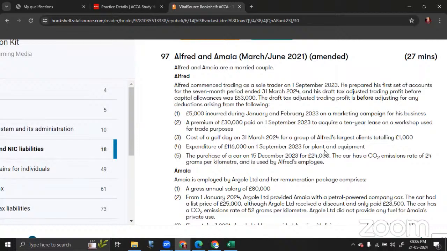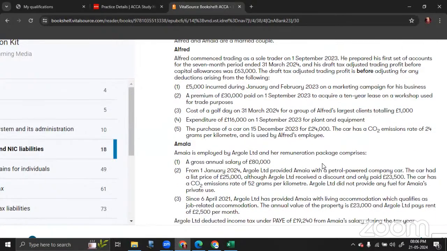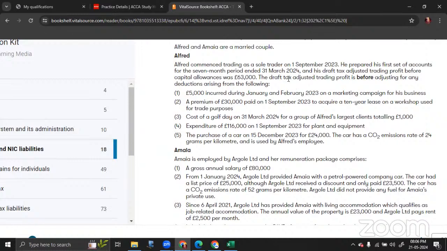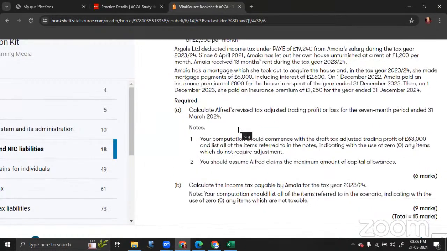Expenditure of 1,16,000 for plant and machinery, you can claim capital allowance AIA there. Purchase of a car, CO2 emissions 24 grams per kilometer. It's a main pool item. It is used by Alfred's employee. So you can claim capital allowance at 18% in the main pool, but don't forget to time apportion 7/12. So let's do a computation.